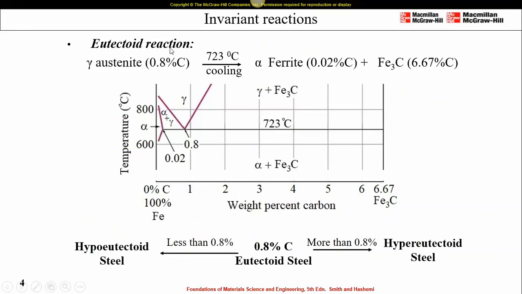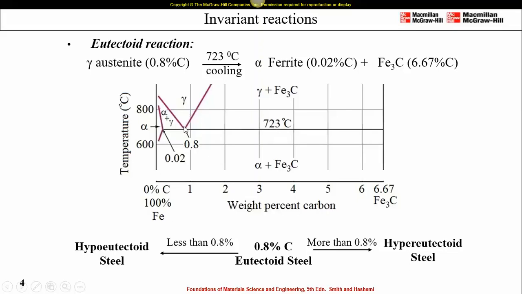One of the most important reactions is the eutectoid reaction. In a eutectoid reaction, a solid phase transforms into a different solid phase on cooling through the eutectoid temperature. The eutectoid point for the iron carbide phase diagram is at 0.8 weight% carbon and 723 degrees Celsius.